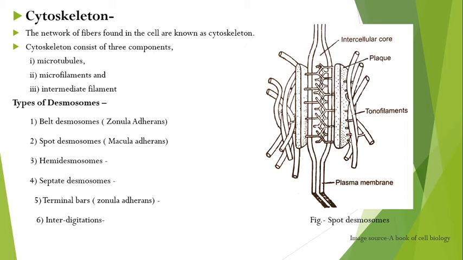So here the tonofilaments are represented in the diagram. They are useful anchoring sites for bundles of tonofilaments and also for joining the cell membrane of epithelial cells to the underlying basement membrane. Then septate desmosome.